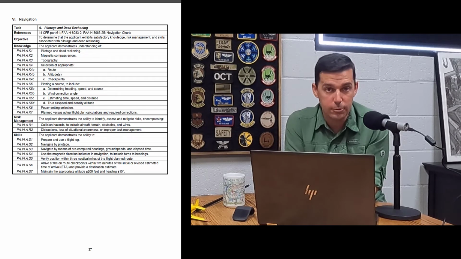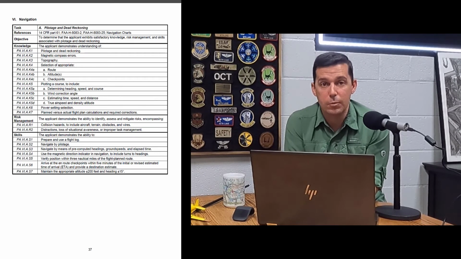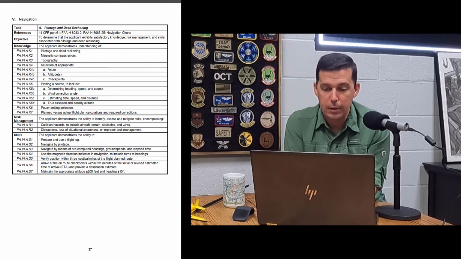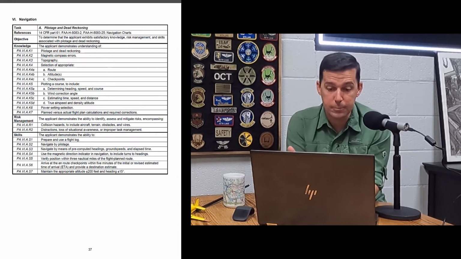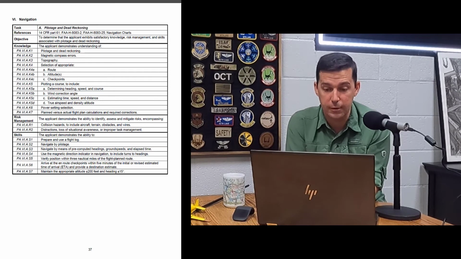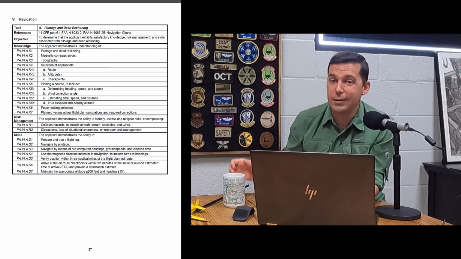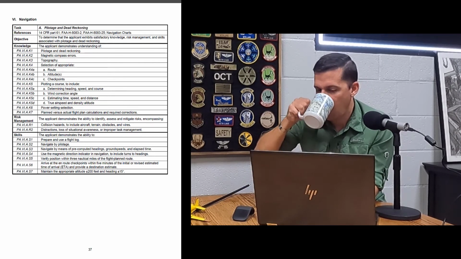That is a direct to, and that's an RNAV function, which is more of an instrument maneuver than a private pilot maneuver. So if your cross-country plan is point A to point B and that's all that's in there, then you're wrong. I'm sorry. The ACS is very specific here. It wants you to use pilotage and dead reckoning. So what exactly does that mean?